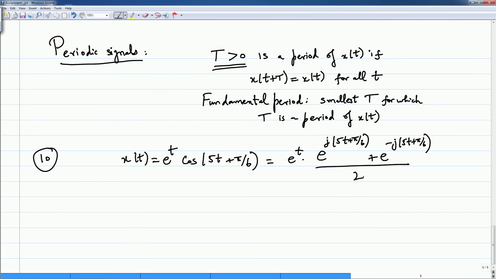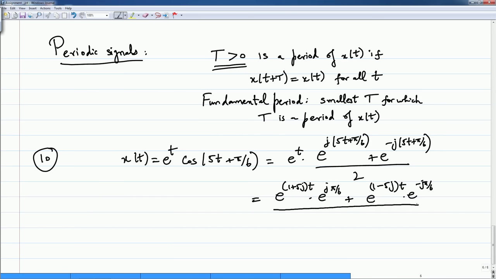So, write cosine in terms of e power j theta plus e power minus j theta by 2. Okay. So, once you do this, you can multiply it out. You see you get e power 1 plus 5j times t times some complex number e power j pi by 6 plus e power 1 minus 5j times t times another complex number e power minus j pi over 6, the whole thing divided by 2. So, what complex frequencies are present in this? Once again, what is the definition? If e power st is present in your signal, s is the complex frequency.